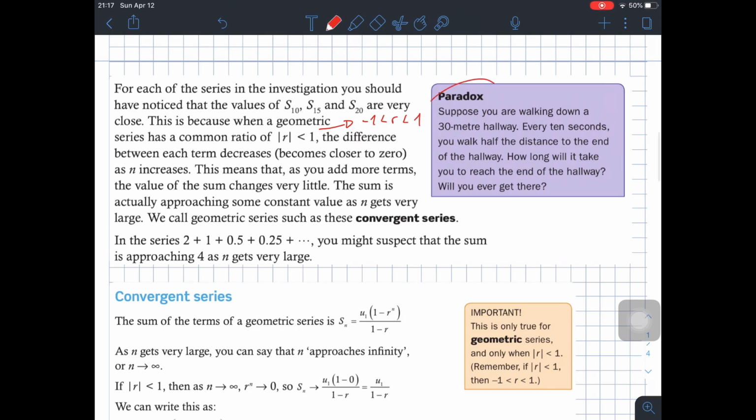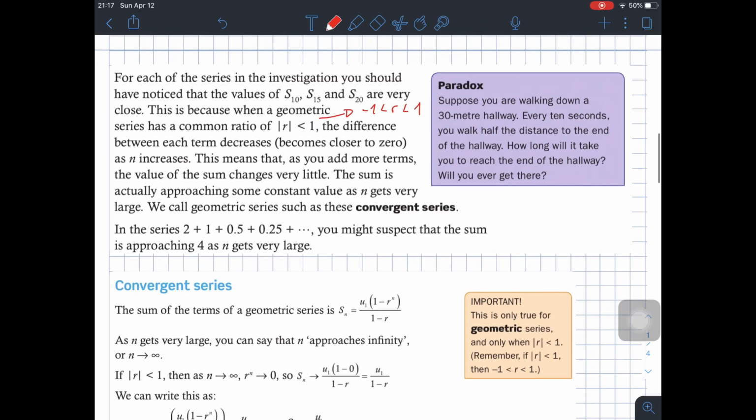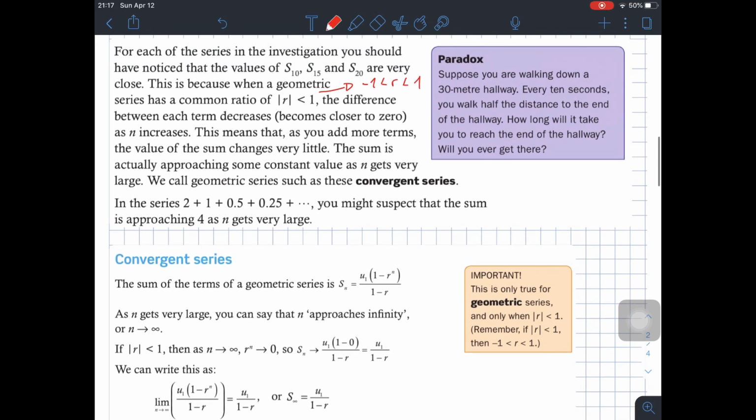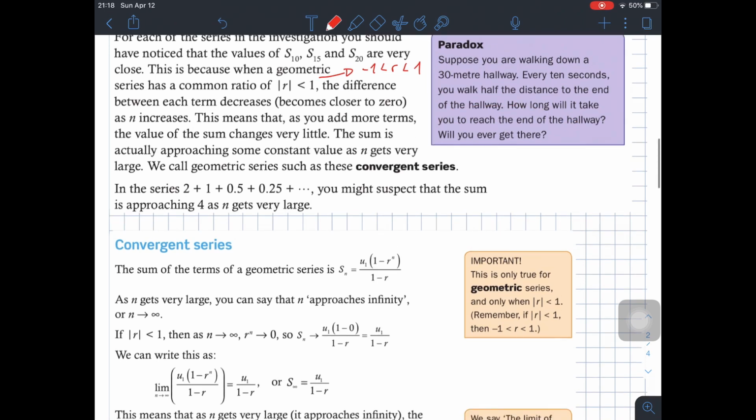Here it says, here's the paradox if you want to analyze this. Suppose you're walking down a 30-meter hallway. Every 10 seconds you walk half the distance to the end of the hallway. How long will it take for you to reach the end of the hallway? Okay, so it's the same problem, but with different values. So the person in this case will never reach the end of the hallway.